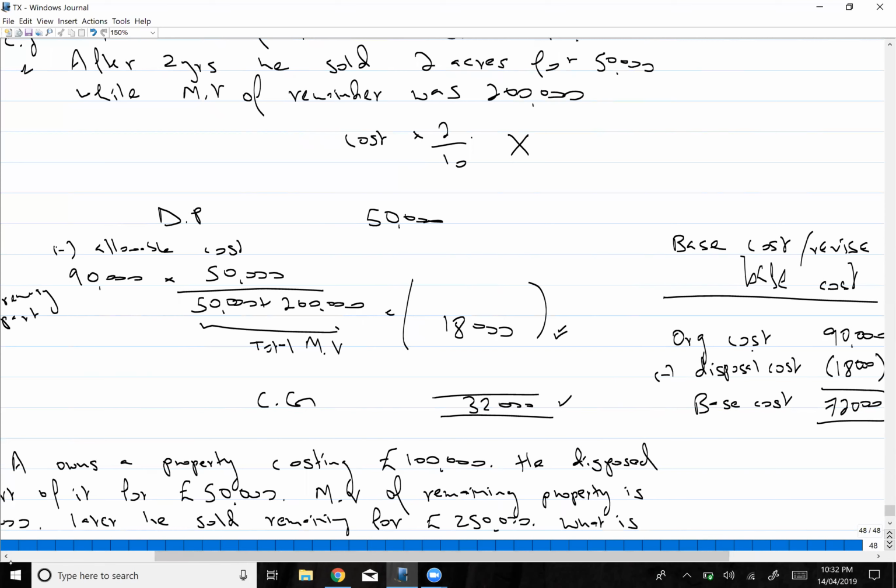Okay, you can copy it. Then after that, you can try this example.